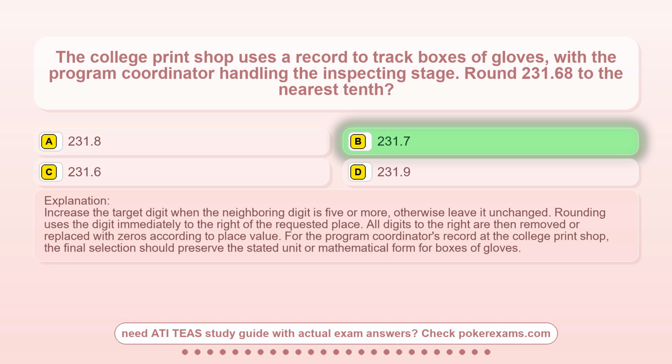Increase the target digit when the neighboring digit is 5 or more, otherwise leave it unchanged. Rounding uses the digit immediately to the right of the requested place. All digits to the right are then removed or replaced with zeros according to place value. For the program coordinator's record at the college print shop, the final selection should preserve the stated unit or mathematical form for boxes of gloves.